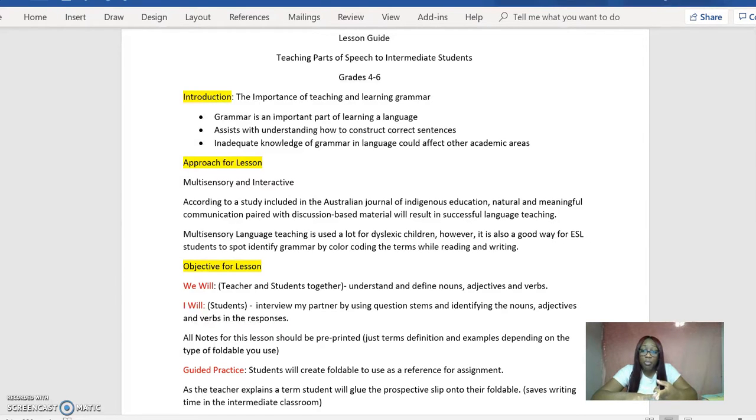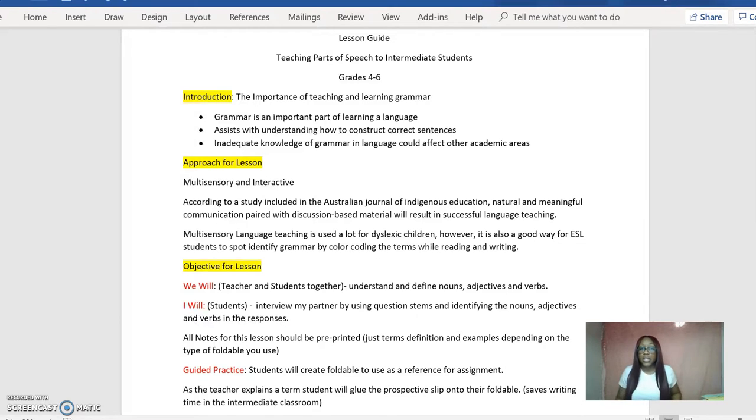Math has word problems, and history is a lot of reading and a lot of memory skills. So if they are not able to connect with the reading portion, then they won't be able to remember anything because they won't have anything to remember. So it's up to us as the language educator to make sure that they have an adequate amount of grammar skills taught to them so that they won't fall behind in any other academic area.